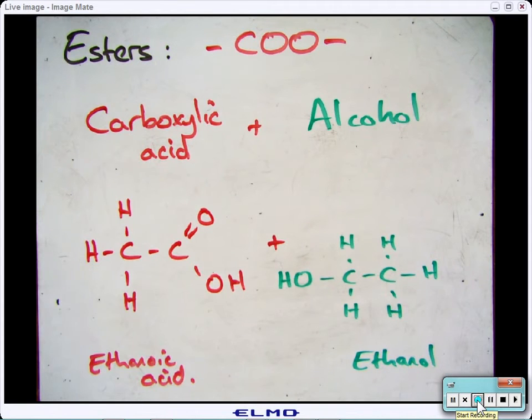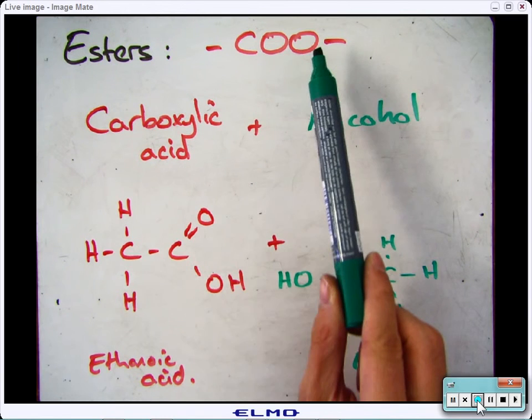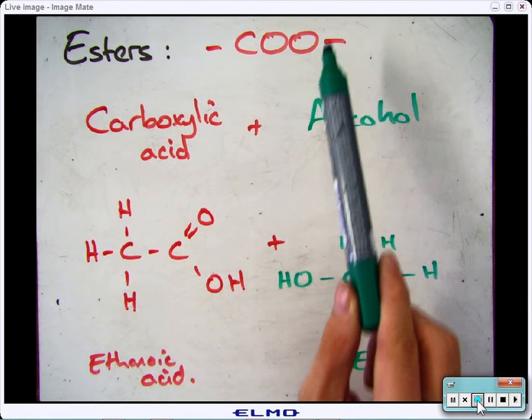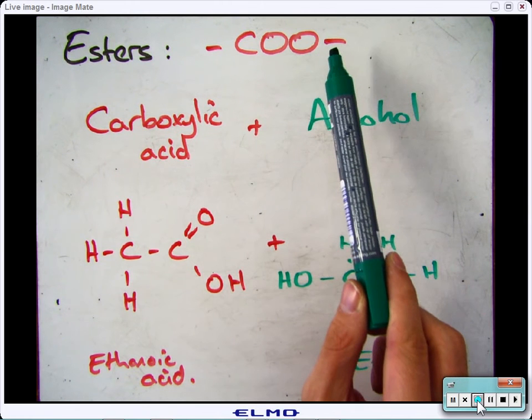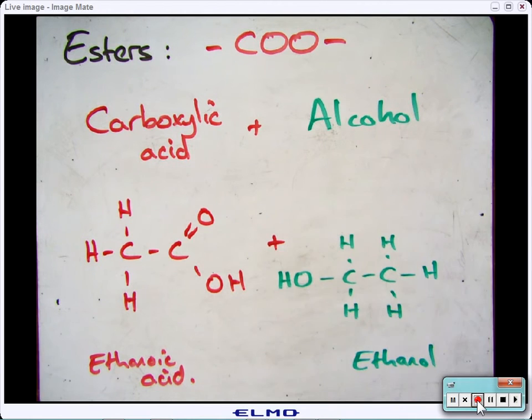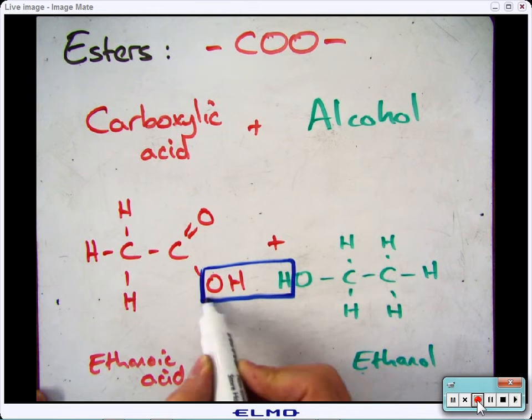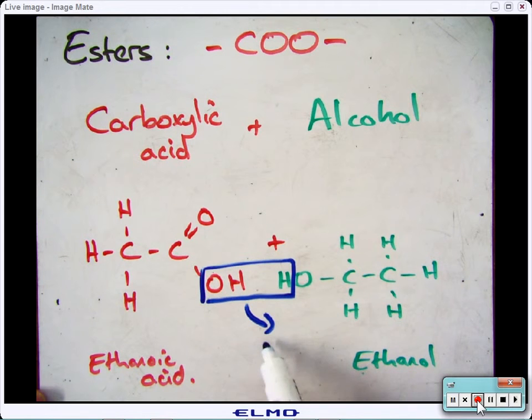So the general formula for an ester has got this COO part at the top. Now you'll notice it's slightly different to a carboxylic acid because it hasn't got the H on the end, and the reason for that is because that H is used up in a reaction. So if I have a look at this one here, which is ethanoic acid plus ethanol, what happens when they react together is this part here reacts and water is removed.